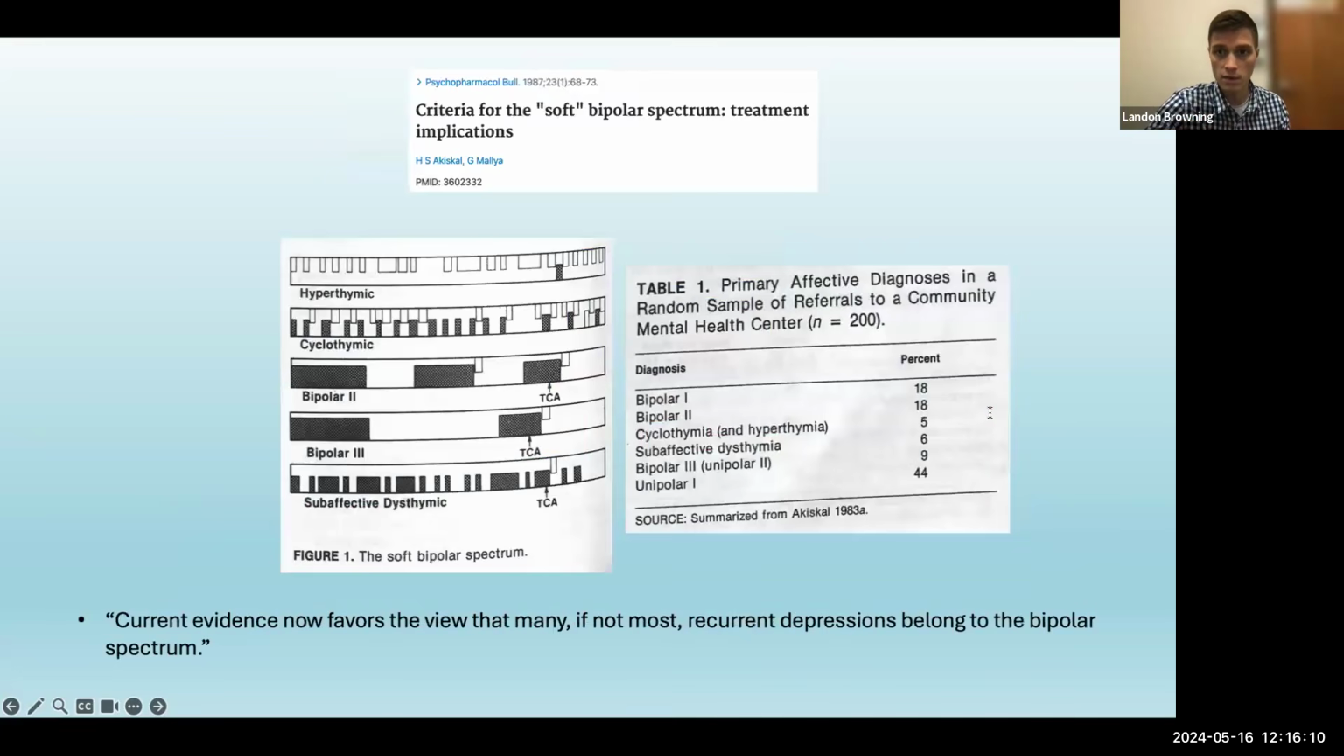In 1987, 7 years prior to the DSM-4, he publishes this extensive article, Criteria for the Soft Bipolar Spectrum: Treatment Implications. I didn't feel we needed to go deep into it, but I've included some of the images from the paper so you can get a sense of his reasoning. There's some diligent mood mapping and a reference to a previous study where he diagnosed the patients using his made-up criteria. He writes, as reviewed elsewhere, current evidence now favors the view that many, if not most, recurrent depressions belong to the bipolar spectrum.